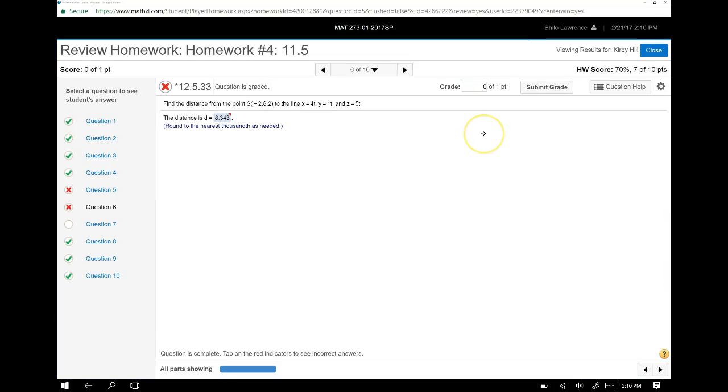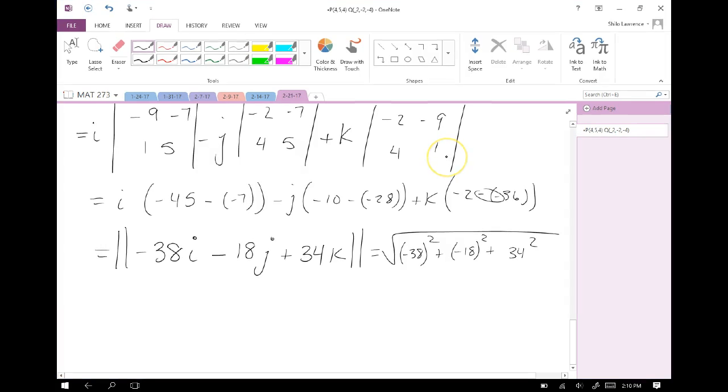And in MyLabs Plus, it does say you can round it to the nearest thousandth, so we don't need to keep this exact. But I wouldn't round it until the very end.